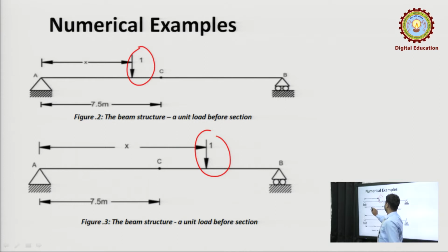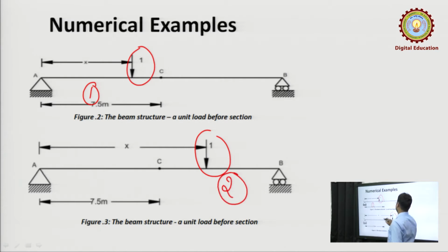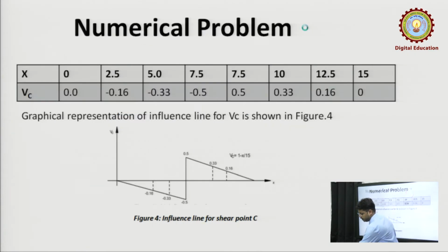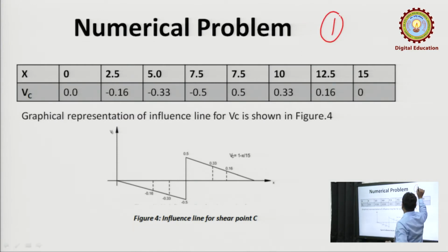When the load is working on the left side of the span and when the load is working on the right side of the span, the variation here acts as the shear force at C. So we denote the shear force here as VC. How can we calculate this? As I told you, we are going to discuss this problem by the tabulated method.